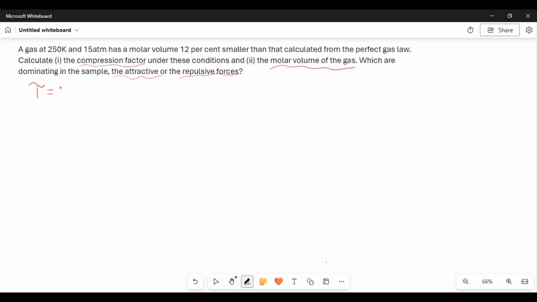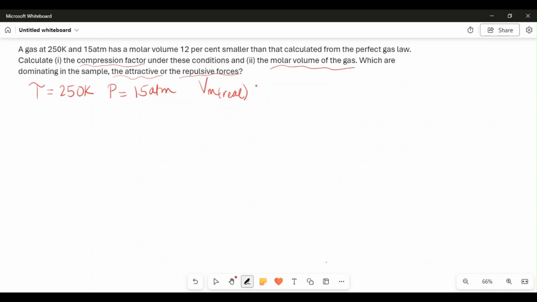We know that the temperature is 250 Kelvin. We know that the pressure is 15 atmosphere. We know that the molar volume of the real gas is smaller than that calculated from the perfect gas law. So the molar volume of the real gas is the same thing as 12% less than the perfect gas law. It's the same thing as saying the molar volume is going to be 88% of the molar volume that you get from the perfect gas law.